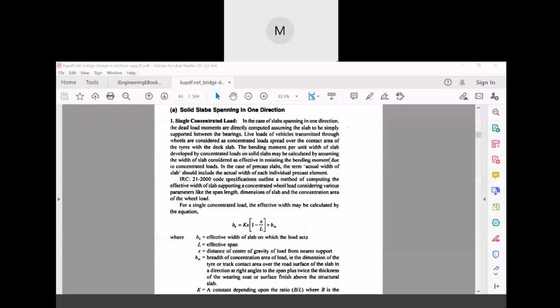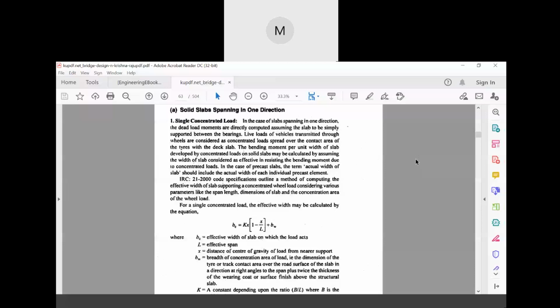This is what is called solid slab only. For now, look. The live loads of vehicles are considered to be transferred through rails as concentrated loads that are spread over the contact area of tires with the deck slab.